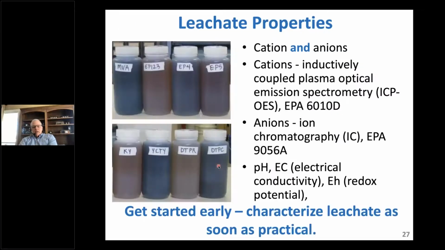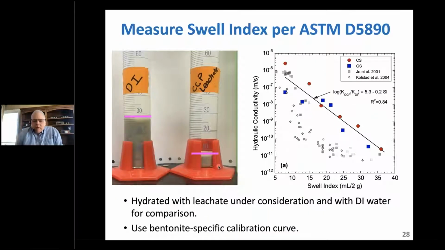So we're going to get the chemistry of each one of these. I apologize, I got a little ahead of myself. The other thing we ought to do: we're going to send these to a lab, and it's probably going to take about 10 days before we get the geochemistry back. So while we're doing that, we'll measure the swell index of candidate GCLs with these particular leachates. It's a very simple test to do, takes a little over a day.